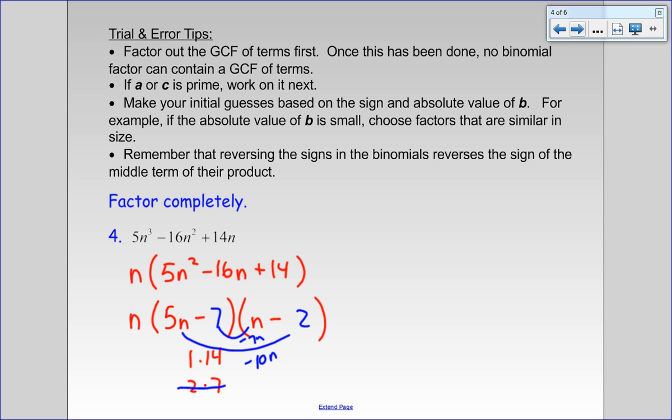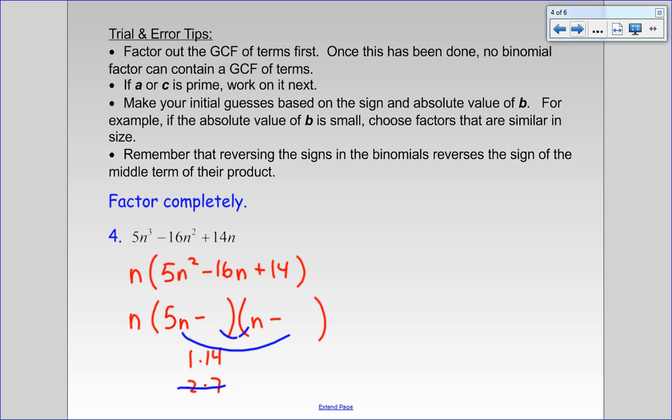So let's go back and reconsider 1 times 14. Well, I hope you can see quickly that we don't want to put the 14 on the second binomial because 5 times 14 would be 70, and that's again nowhere close to 16. That one can't be correct.